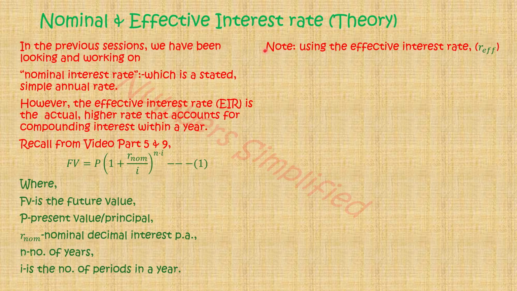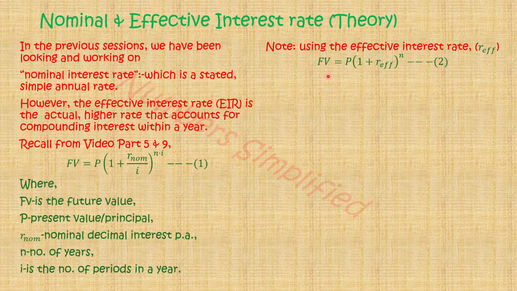Note, when using the effective interest rate, REFF in short, the future value FV is given to be P times (1 plus REFF), or the effective interest rate, raised to the power N. We are going to label this equation 2 for ease of reference.